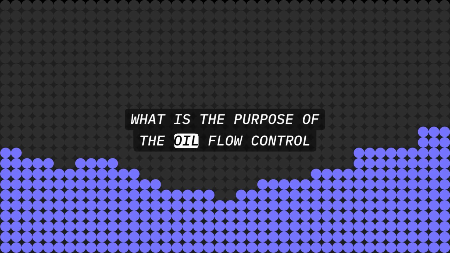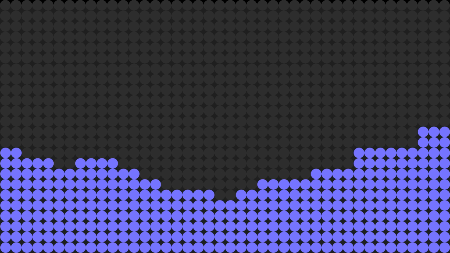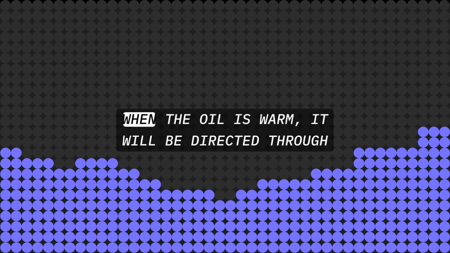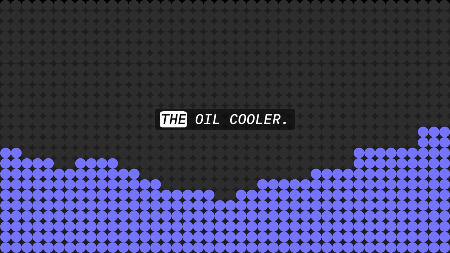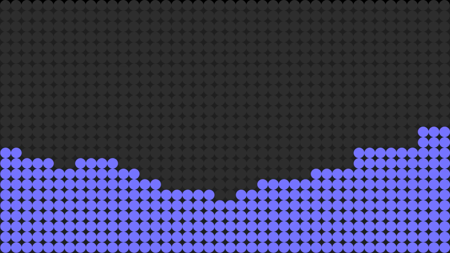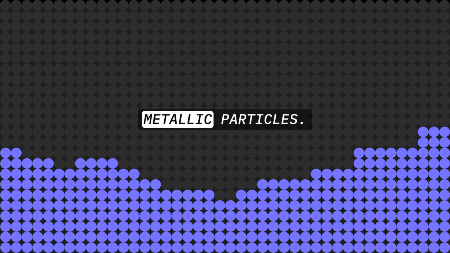What is the purpose of the oil flow control valve, or oil cooler bypass valve? When the oil is cool, the valve will direct it around the oil cooler. When the oil is warm, it will be directed through the oil cooler. What are some oil contaminants? Gasoline, moisture, acid, dirt, carbon, and metallic particles.